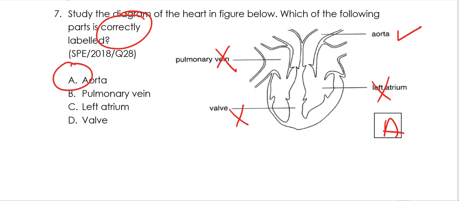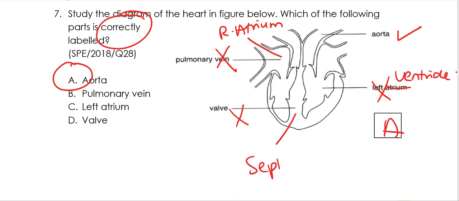This one should be the right atrium. And then this is actually the left ventricle. And right here, that's called a septum. And it divides the right hand side and the left hand side of the heart.